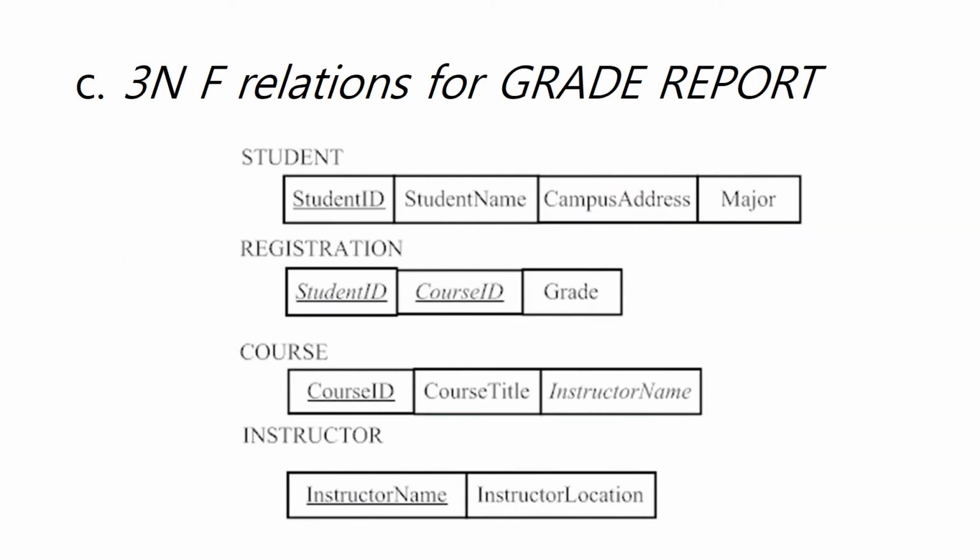C. Decompose grade report into a set of third normal form relations. Student table: student ID, student name, campus address, major. Registration table: student ID, course ID, grade. Course table: course ID, course title, instructor name. Instructor table: instructor name, instructor location.